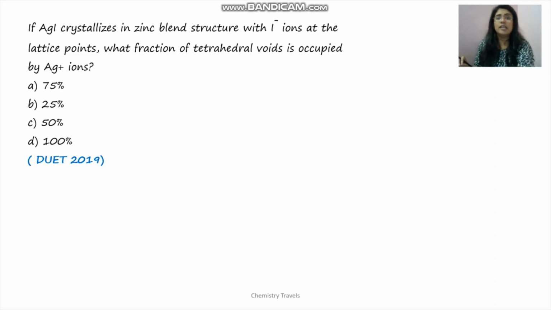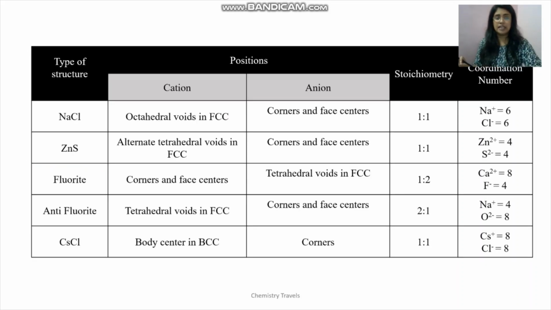Now, for this zinc blende structure, what is the zinc blende structure? Let us have a look at this table. This is a general table for different types of structures, like we have sodium chloride, zinc sulfide, fluorite structure, antifluorite, and cesium chloride. Different structures are there. And if you look at zinc sulfide, you can find that my cations, Ag+, which is the cation given in the question, or in this case it would be Zn2+, would occupy alternate tetrahedral voids. It does not occupy all the tetrahedral voids. It occupies only alternate tetrahedral voids.